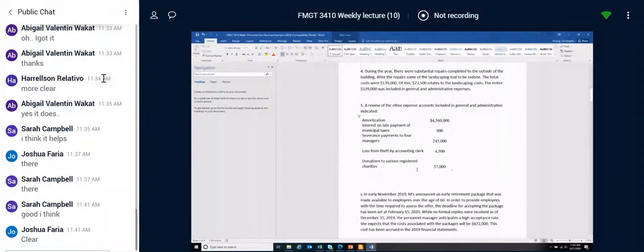Donation to various registered charities. So you have to be careful when it comes to donations, because a lot of times people are confused.